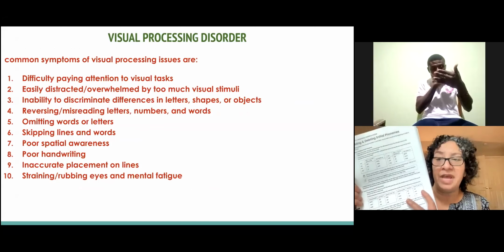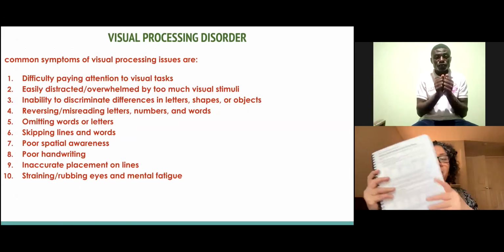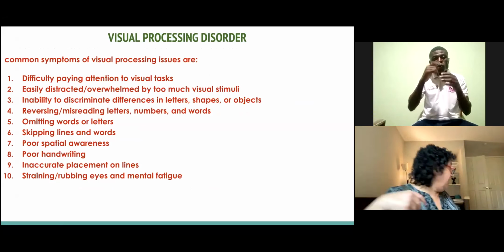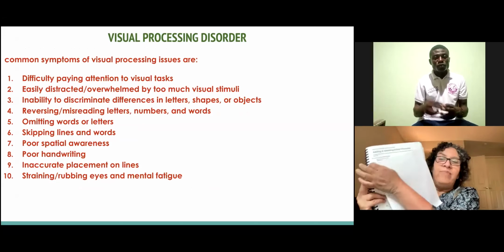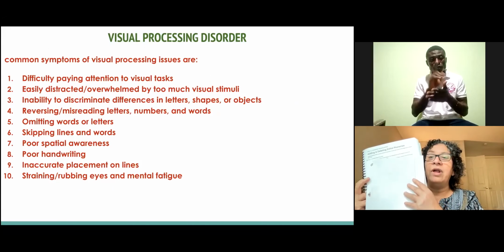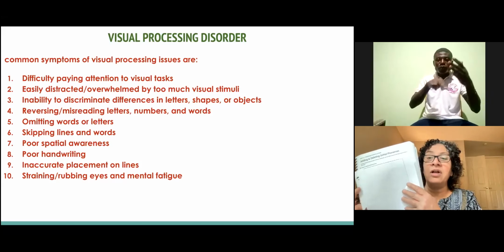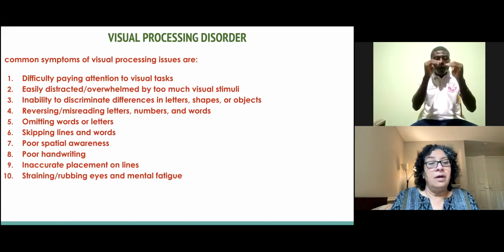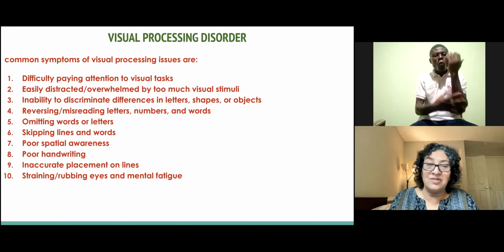So we have to find a way where children don't get overwhelmed by a lot of visual information on one page. How do we deal with that? If the child has to read a page, I will keep a blank sheet of paper and go over one line at a time so that the child can read it properly and not lose their place while reading. Again, signs include omitting words or letters, skipping lines and words, poor spatial awareness, poor handwriting, and inaccurate placement on lines.